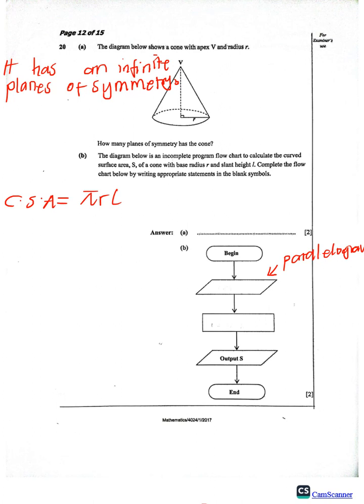So the input is radius and height. Then we have the rectangle. The rectangle is used to show the process. So the process is curved surface area is equal to pi times radius times L. Then we are done. We have completed this flowchart.